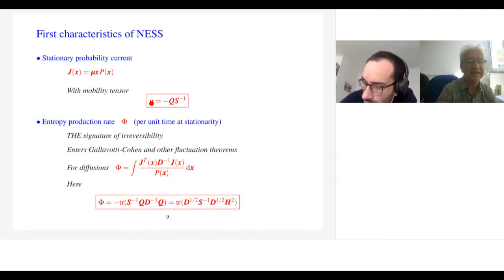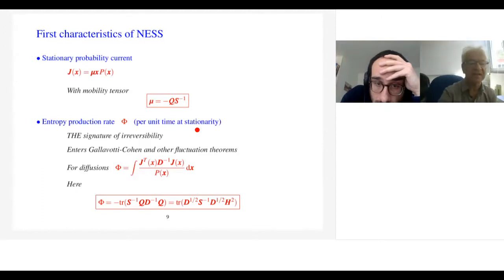So the mobility tensor, which measures the intensity of these probability currents, is, well, there is an S inverse here, and then it's proportional to Q. So it's our first example of a characteristic of non-equilibrium which is proportional to Q, which is the skew-symmetric part of the Onsager matrix. It measures the distance from equilibrium.